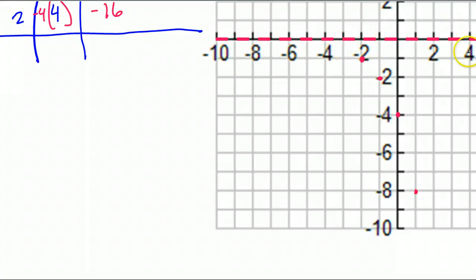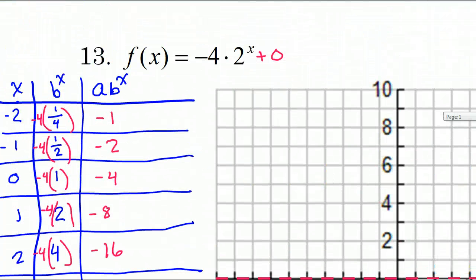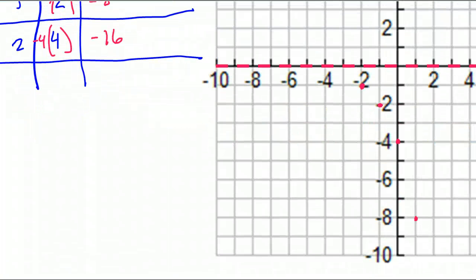So you see, because of the negative value in front, this was in fact reflected over the x-axis, so that's why it's all upside down.